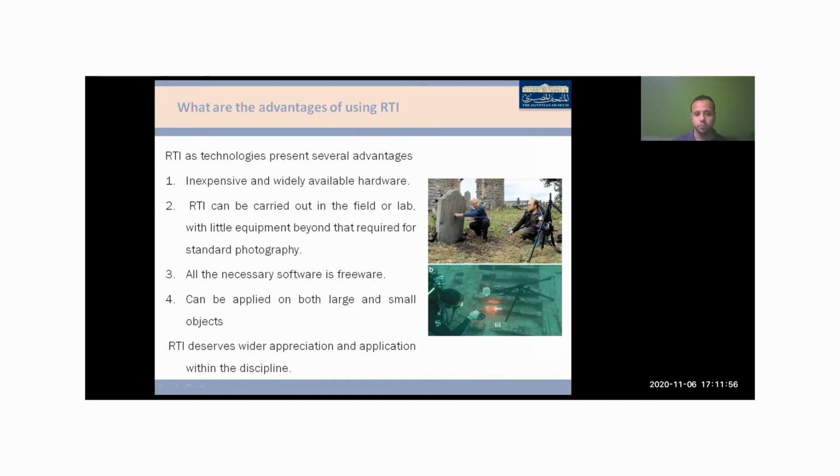With little equipment beyond what is required for standard photography. The third thing is that all the necessary software is freeware. We use two programs to generate and view reflectance transformation imaging: RTI Builder and RTI Viewer. Both are free. You can find them on the Cultural Heritage Imaging website.